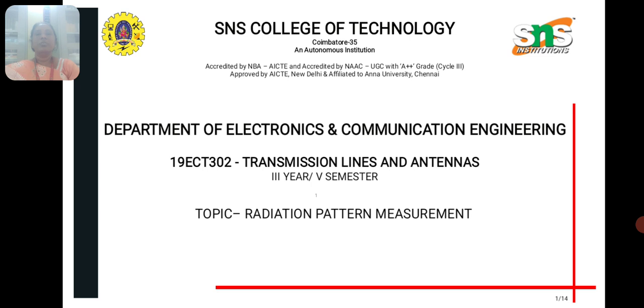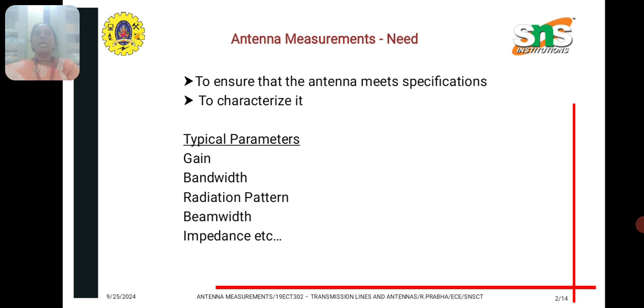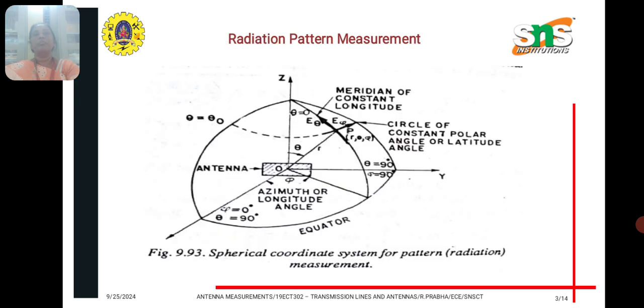In this video, we will discuss the topic of radiation pattern measurement. The antenna measurement need is to ensure the antenna meets the given specifications and to characterize the antenna. There are various parameter measurements available. One is we can measure gain, and we can measure bandwidth, radiation pattern, beam width, impedance, etc.